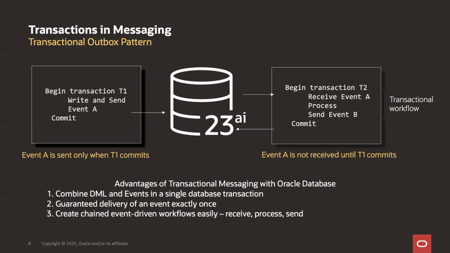On the producer side, the write and send of messages can be combined with database operations and committed together. In the event of an error, both can be rolled back. For the consumer, a similar process happens. When the consumer receives an event and does any database processing, the event is not received until a transaction commits. Similar to the producer, in the event of an error, both can be rolled back.